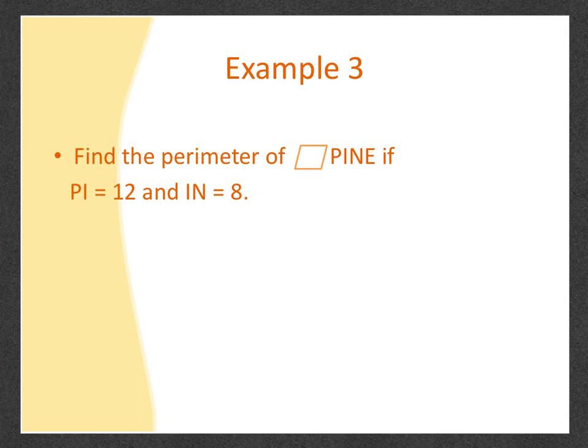Find the perimeter of PINE if PI is 12 and IN is 8. So, draw yourself a little picture if you need it. It doesn't matter where you put the letters as long as you go clockwise or counterclockwise. So I could have put P in the top right and wrapped myself around. Doesn't matter. So PI is 12. IN is 8. We know opposite sides are congruent, so there are two 12s and there are two 8s.